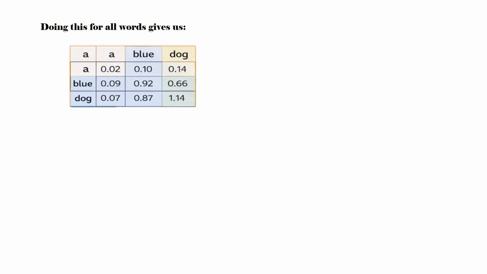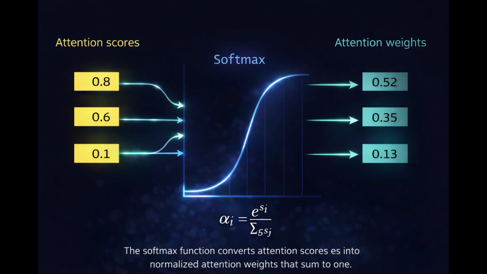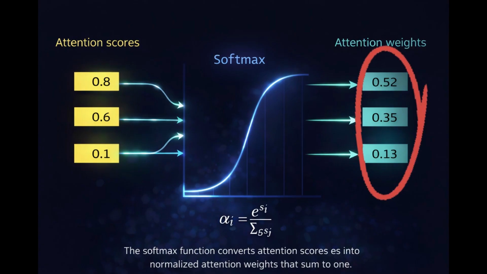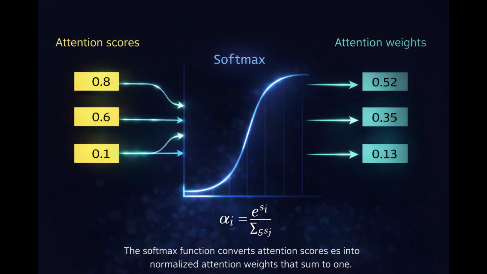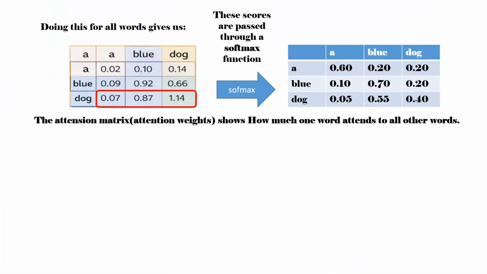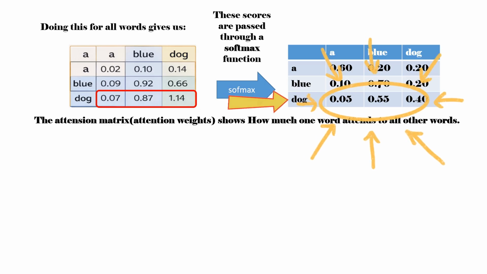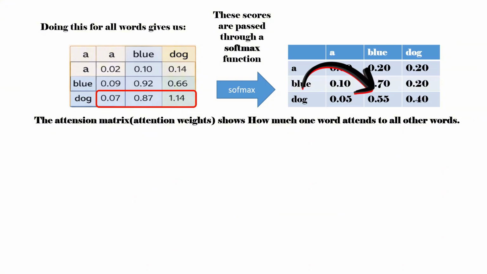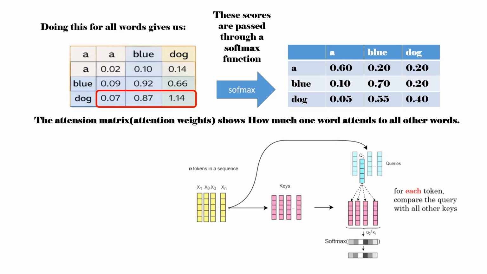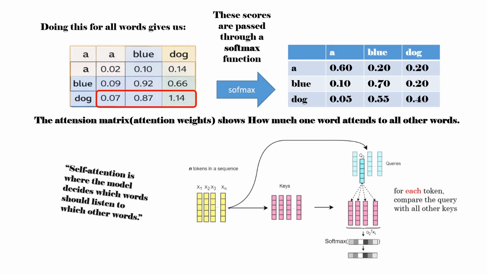These scores form the attention matrix and are passed through a softmax function, whose purpose is to normalize them into a probability distribution, ensuring that the attention weights are positive and sum to 1. The attention matrix shows how much one word attends to all other words. So in our example, by looking at the third row, we can see that the word dog attends most strongly to blue, since it has the highest value in that row. So self-attention is where the model decides which words should listen to which other words.